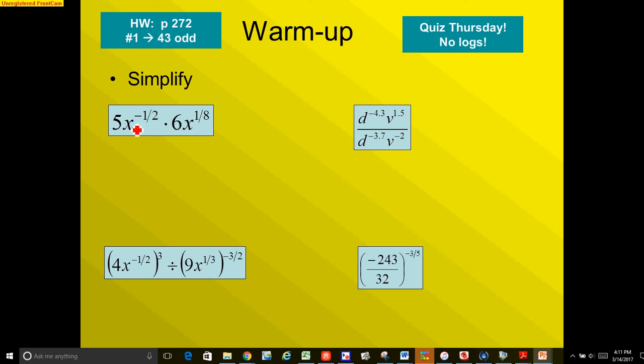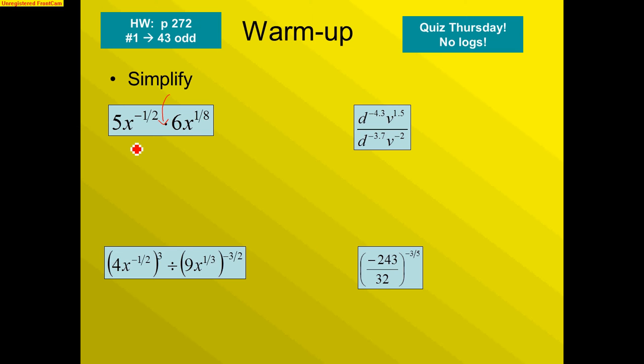So if I ask you to simplify these, note this operation is multiplication. And technically what you're doing is you're using the associative property of multiplication and grouping the numbers 5 times 6, x to the negative 1/2, and x to the 1/8. Then of course you are multiplying 5 times 6 to get 30. See the base twice with multiplication in between. Write the base once and add the exponents. And notice negative 1/2 I'm rewriting as negative 4/8. So I get 30x to the negative 3/8.